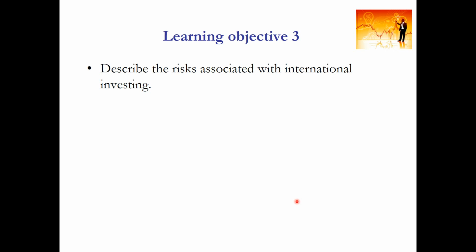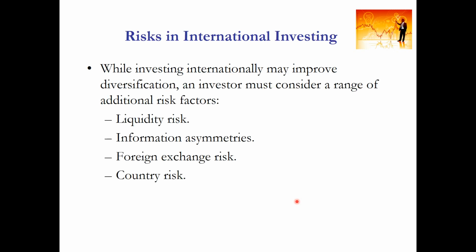In this learning objective, we discuss some of the risks associated with international investing. While international investing has the diversification benefits that can be achieved by investing across countries where the correlation coefficient is less than 1, there are also additional risk factors that investors must consider when they decide to invest globally. These additional risk factors include liquidity risk, information asymmetries, foreign exchange risk, and country risk.